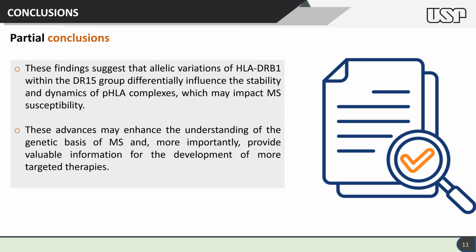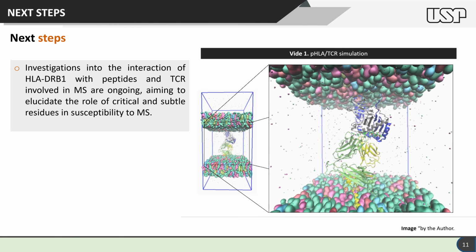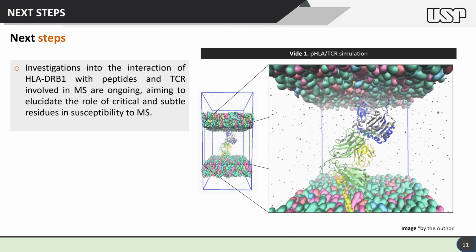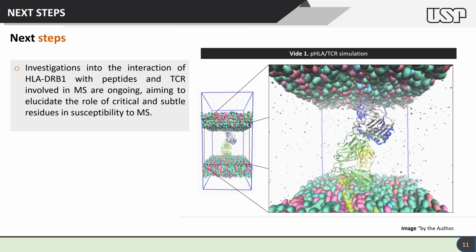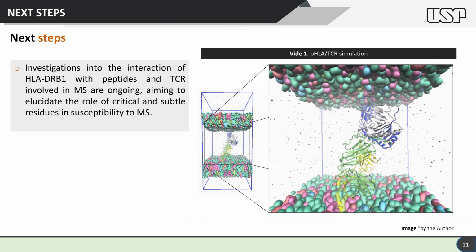In conclusion, these findings suggest that allelic variations of HLA-DRB1 within the DR15 group differentially affect the stability and dynamics of pHLA complexes, potentially influencing susceptibility to multiple sclerosis. These insights may deepen the understanding of multiple sclerosis genetic bases and, more importantly, offer valuable guidance for developing more targeted therapies. The next steps in this study involve ongoing investigations into the interactions of HLA-DRB1 with peptides and TCRs involved in multiple sclerosis, aiming to elucidate the roles of specific residues in multiple sclerosis susceptibility.